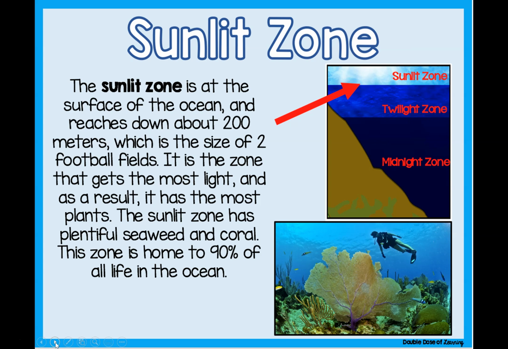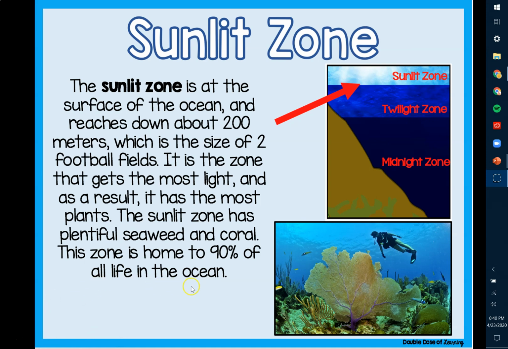So this is the zone, if you've ever gone swimming in the ocean, that you have swum in. This is the zone that gets the most light, and as a result, it has the most plants and the most animals. The sunlit zone has plentiful seaweed and coral. This zone is home to 90% of all life in the ocean.